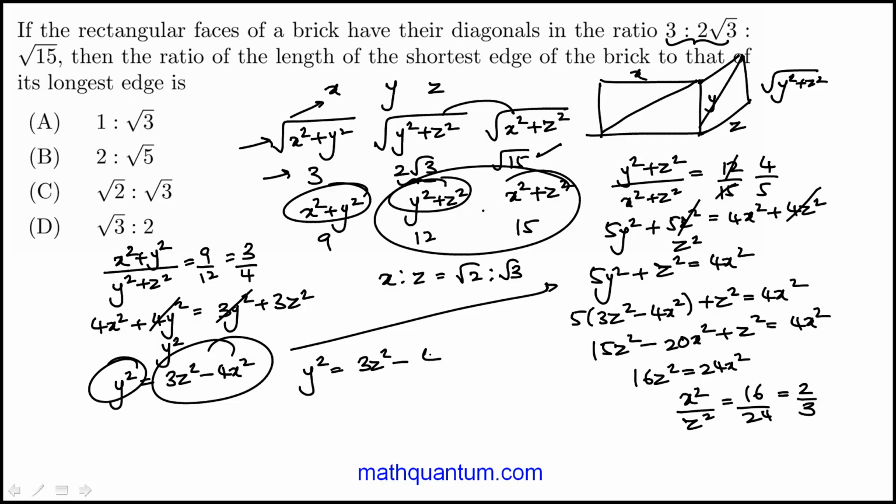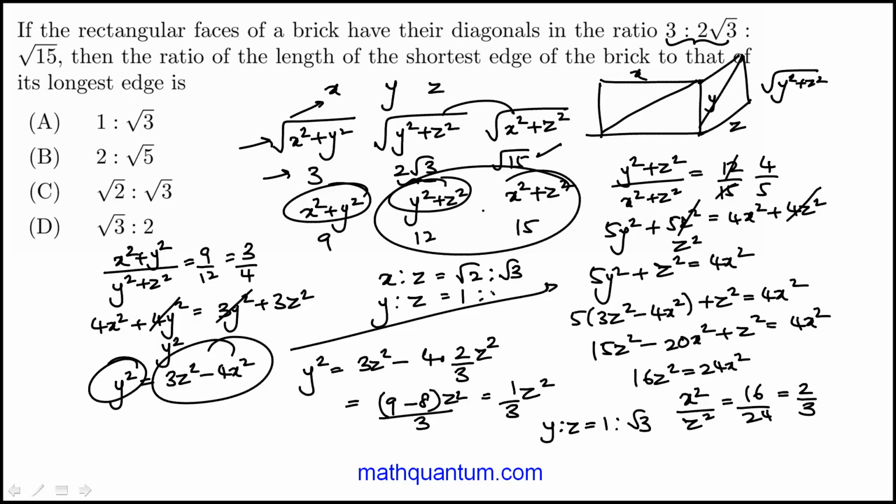So I'll replace x in terms of z, x squared is 2/3 z squared. Watch out. So it's 9 minus 8 z squared over 3, which is 1/3. And that means the ratio of y to z would be 1 to root 3. So my triple ratio, combining all three, because this one matches, x is root 2, y is 1, and then z is root 3.